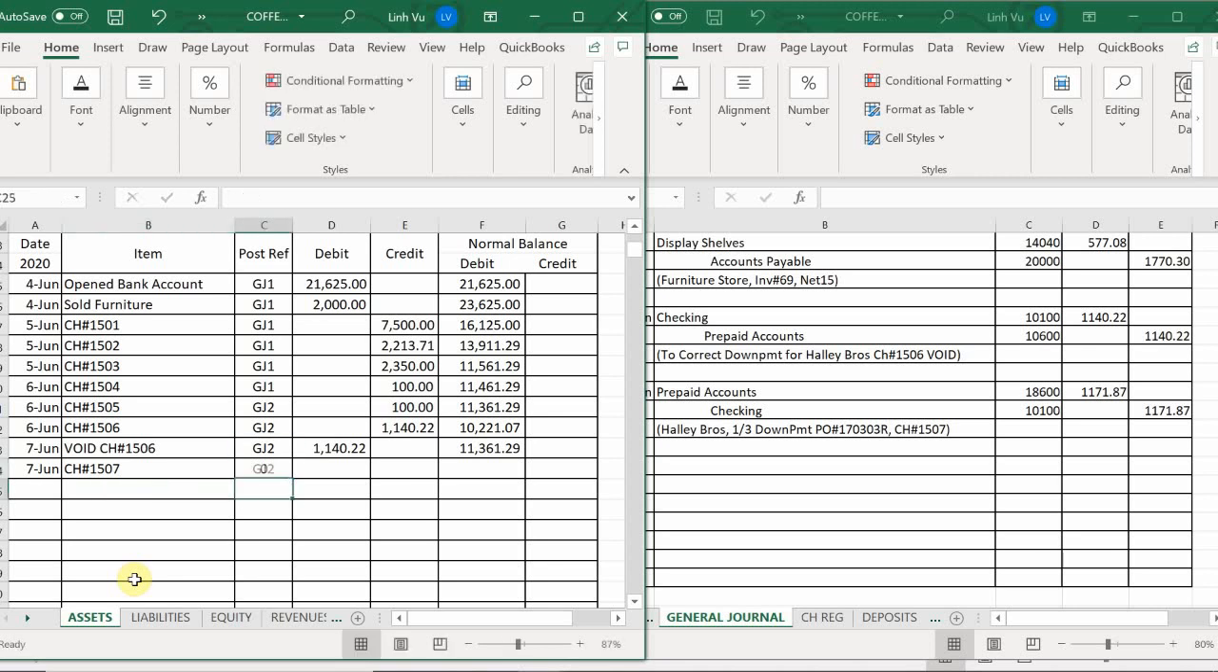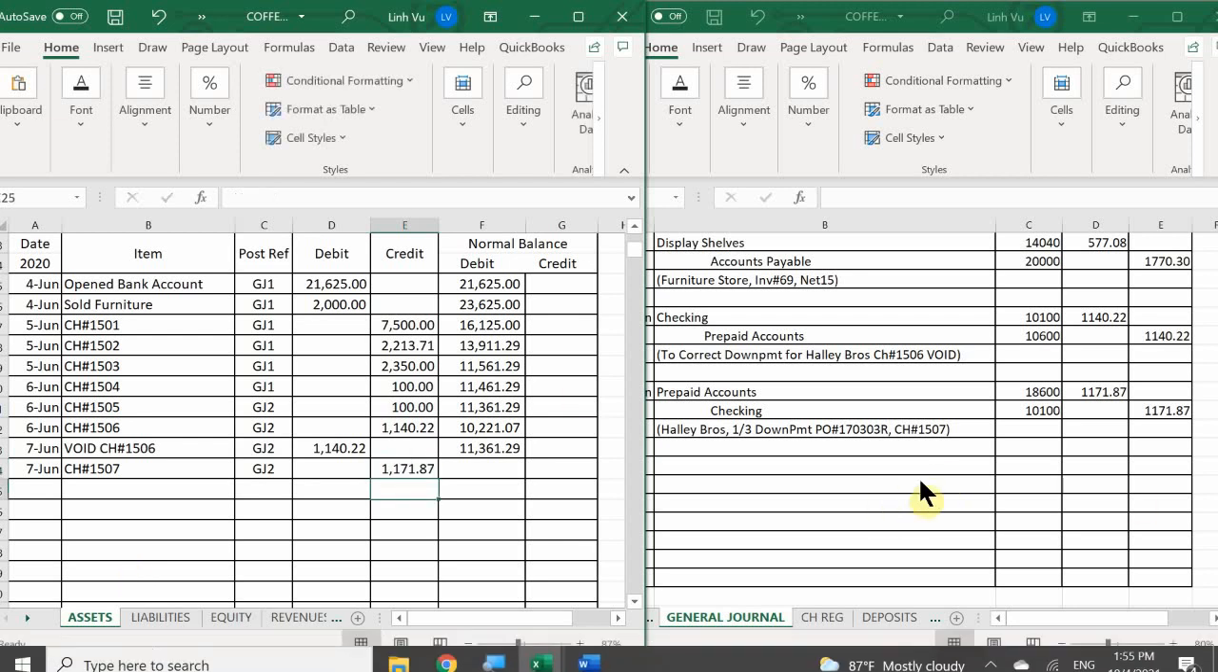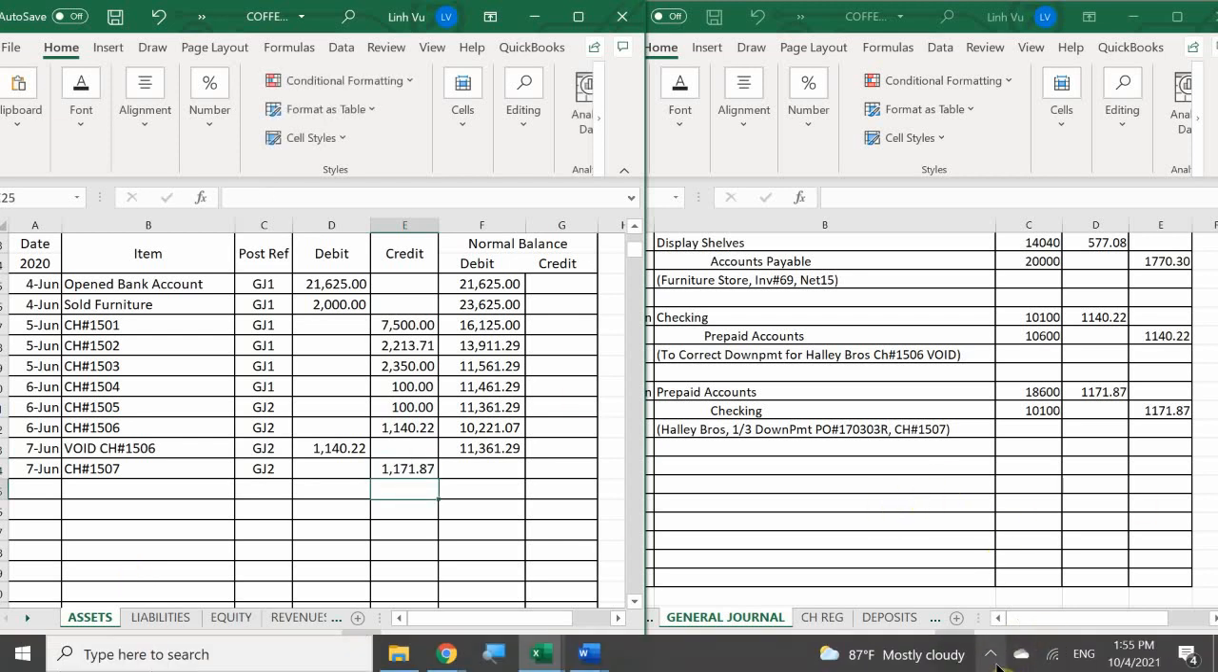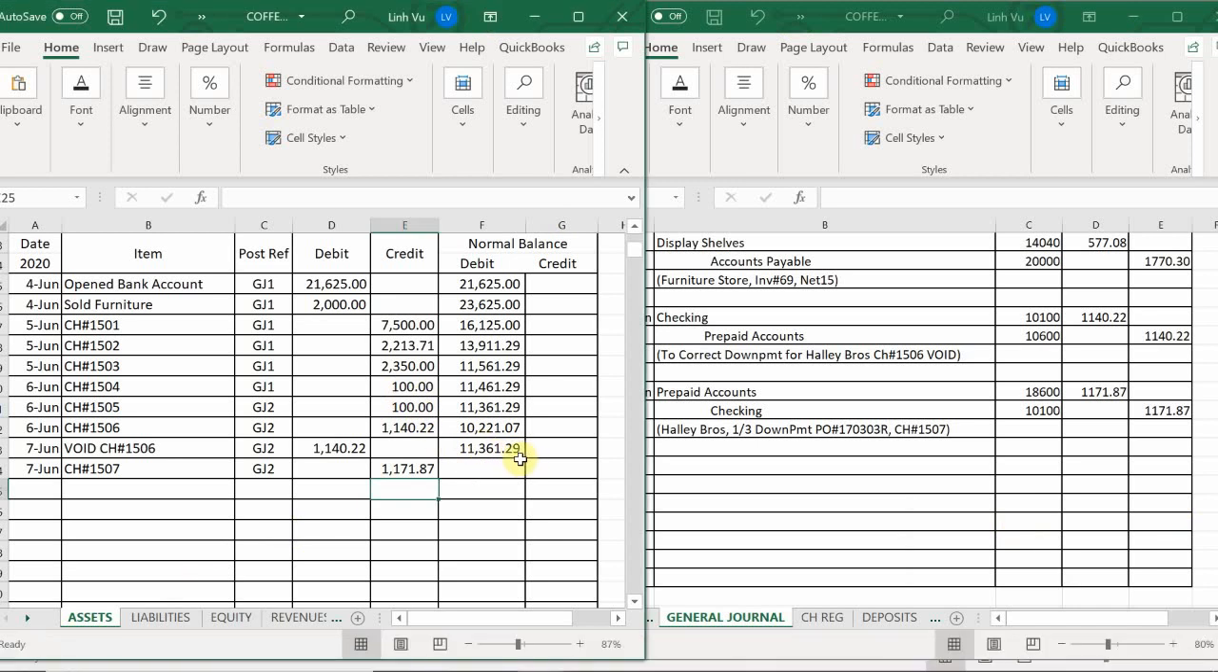Journal 2. Debit. This is good now. See, 11,361 minus 1,171.87 is 10,189.42. Good.